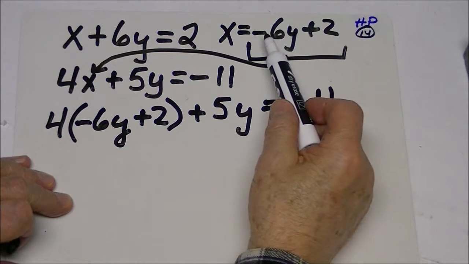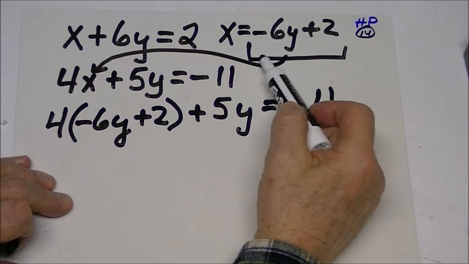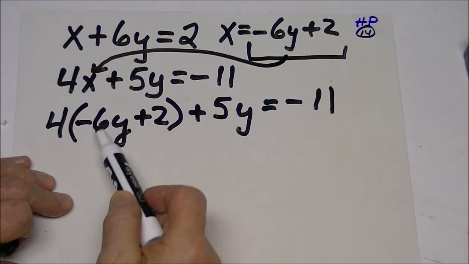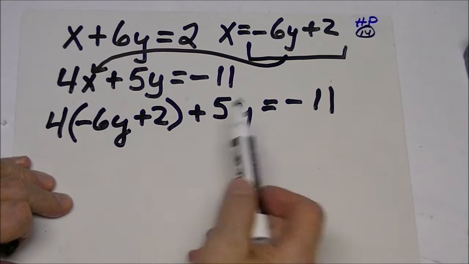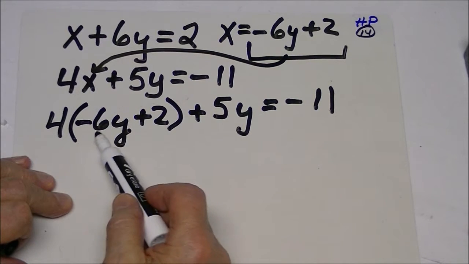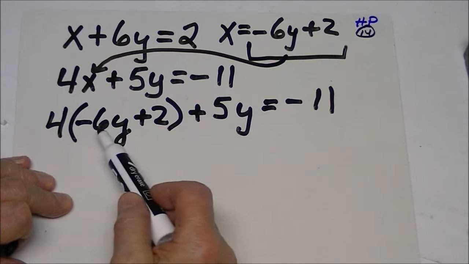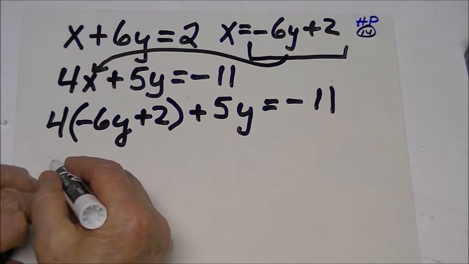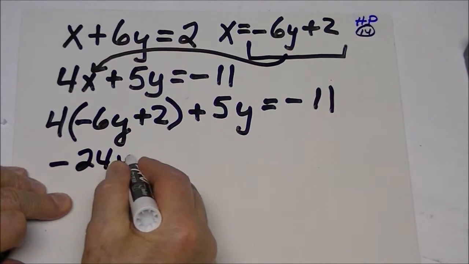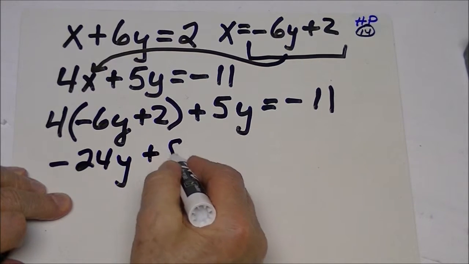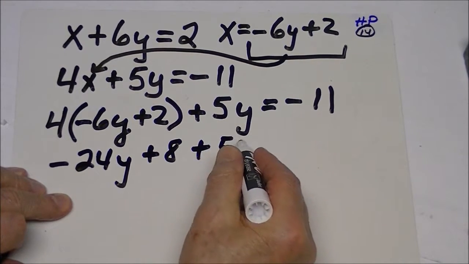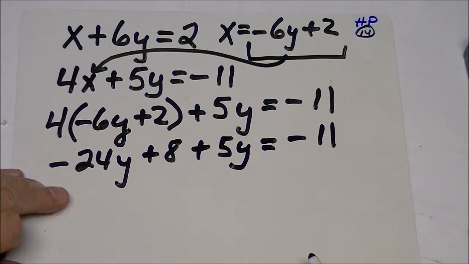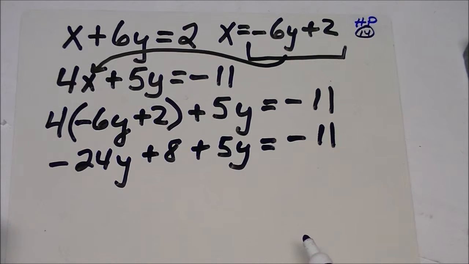So then we took this value for x, brought it to our other equation where the x is, and substituted, and that's where it gets its name from. Now we have just one equation with just y's. So we clear parentheses: a negative 24y plus 8 plus 5y equals a negative 11. And again, go back frequently and check your work.